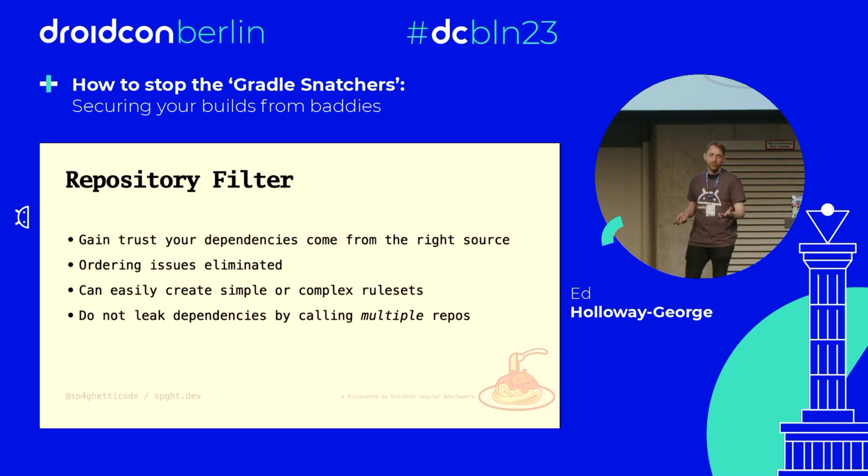If you have filtering involved, and all of the rules are mutually exclusive, hopefully, fingers crossed, they should all be coming from the right places. You can create really simple or crazy rule sets depending on your needs. And ultimately, this also means that you don't leak dependencies, and by that I mean pinging servers with requests for dependencies that they don't have. So this is also another layer of security there.